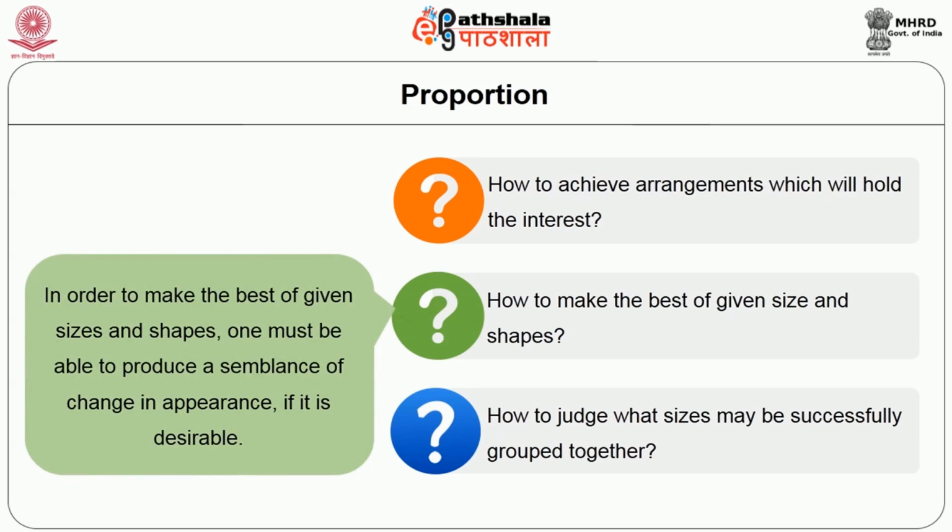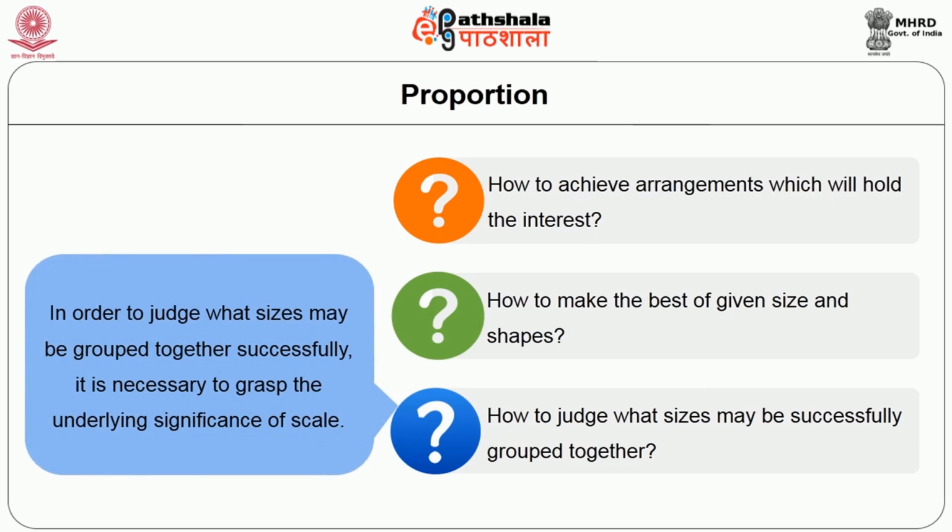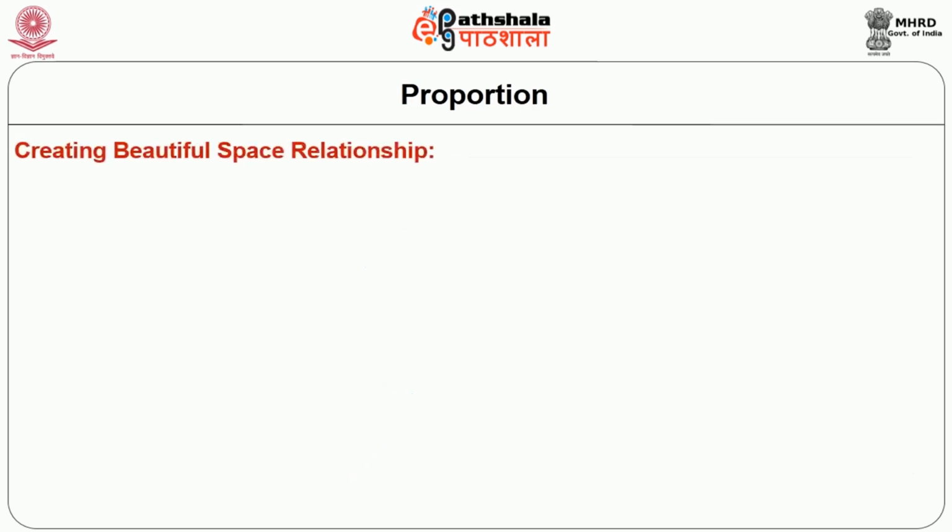In order to make the best of given sizes and shapes, one must be able to produce a semblance of change in appearance if it is desirable. In order to judge what sizes may be grouped together successfully, it is necessary to grasp the underlying significance of scale. 1. Creating beautiful space relationship.